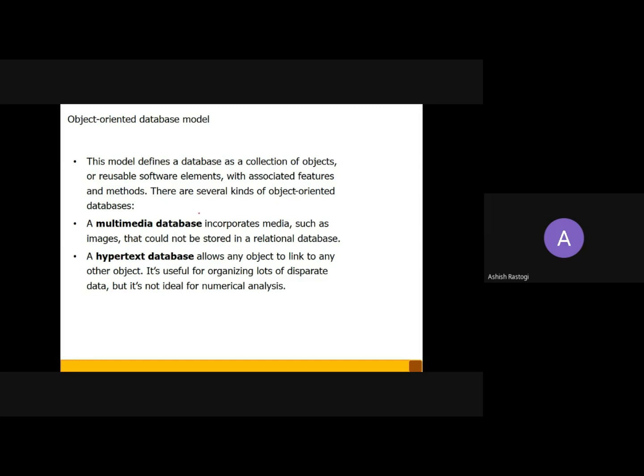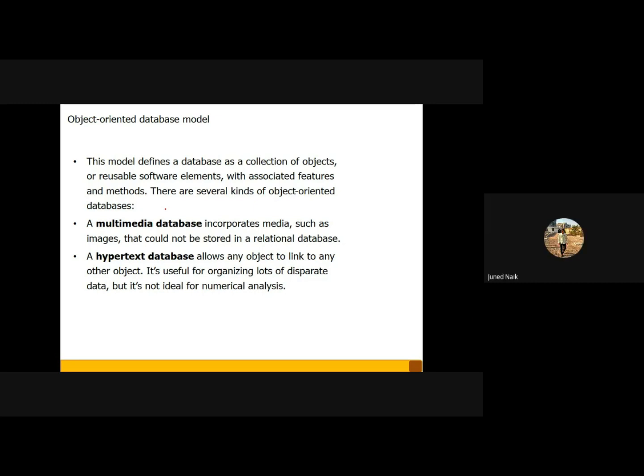Okay, fine, guys. A little bit of programming language is required for this SQL part. So don't worry about this very basic part. We can discuss it in parallel. So in the object-oriented database model, multimedia and hypertext databases were also introduced. Means in the object-oriented database model, we can also store multimedia like audio, video, image files, and hypertext also. Hypertext, guys, what is hypertext? Does anyone know about hypertext?